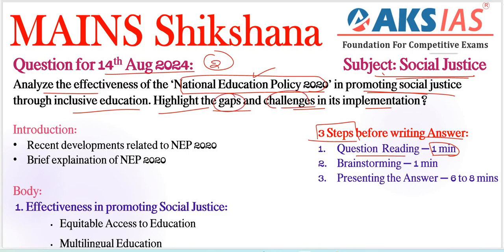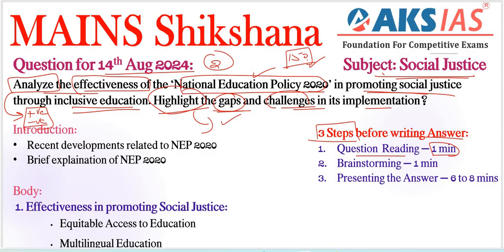So next, what are the important question tags here? Analyze is a very important question tag. Here they have asked for effectiveness. Analyze the effectiveness of this policy in promoting social justice through inclusive education, right? Here we need to write positives and negatives regarding our analyze question tag. Already we have completed 15 important question tags in a video. Please check it, very important. Next, highlight the gaps and challenges in its implementation. Highlight means we just need to mention our important points, right?